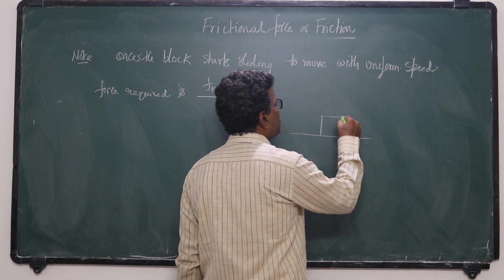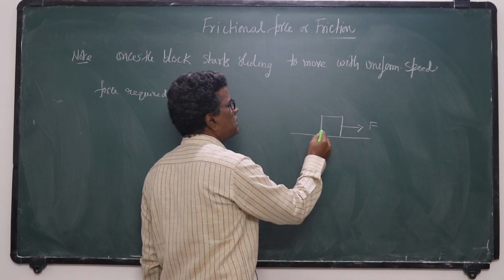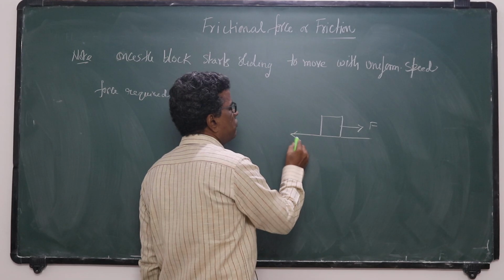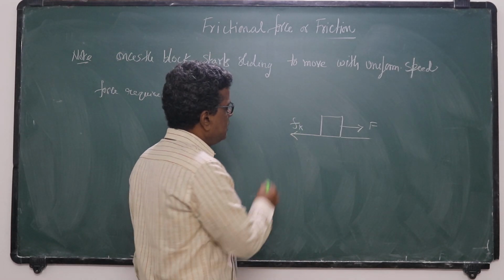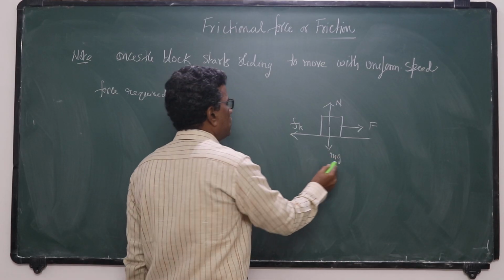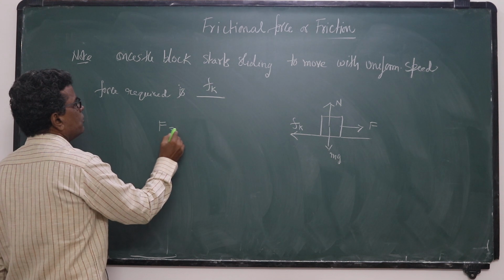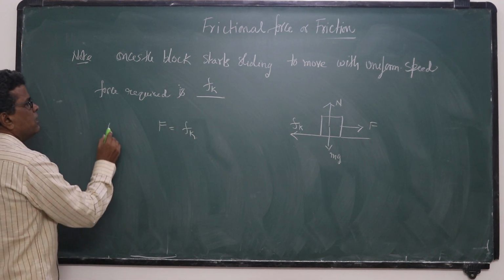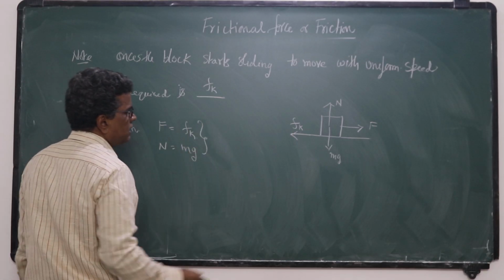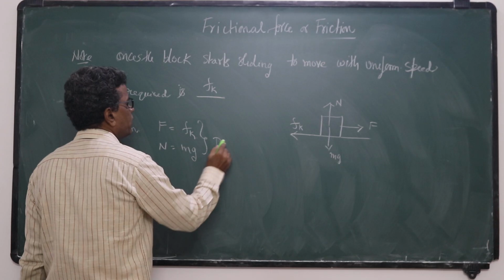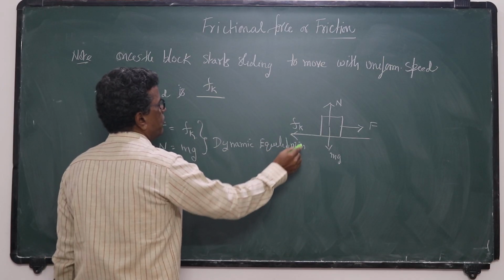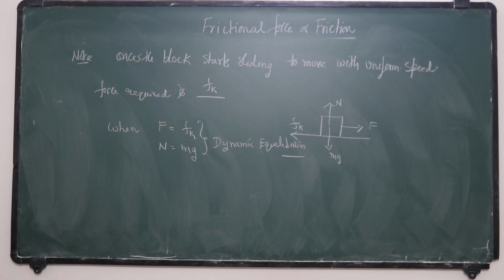So here, see, the applied force is F, the block starts accelerating, okay, the block starts moving, then which frictional force is present? Fk is present. When the magnitude of these two are equal, see, N and mg cancel with each other. So what is the instant here? F is equal to Fk. So when F is equal to Fk, N is equal to mg. So that situation is called dynamic equilibrium. We can call it dynamic equilibrium.